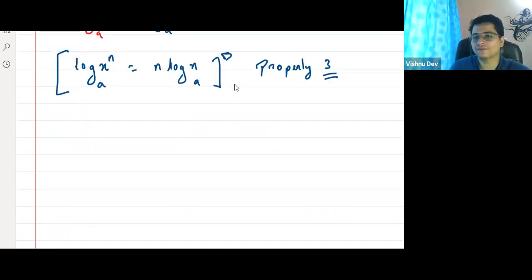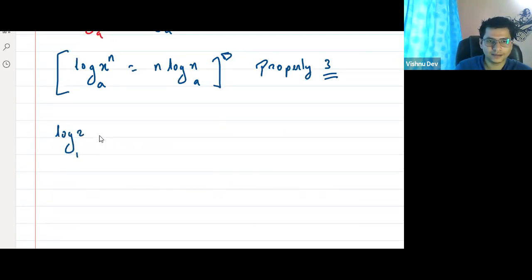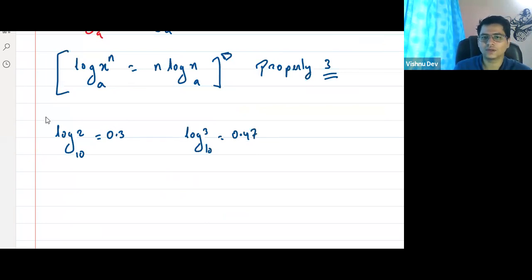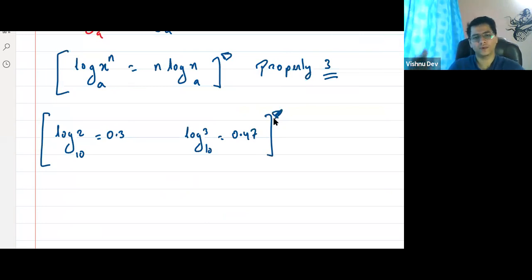Someone asked how we can find the value. There are some values which we already know. For example, log 2 base 10 is 0.3. In the same way, log 3 base 10 is 0.47. I'm giving you these two values. These are fixed values, you can remember them. Log 2 base 10 is 0.3. Log 3 base 10 is 0.47.